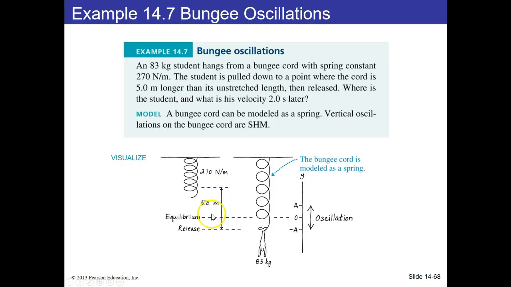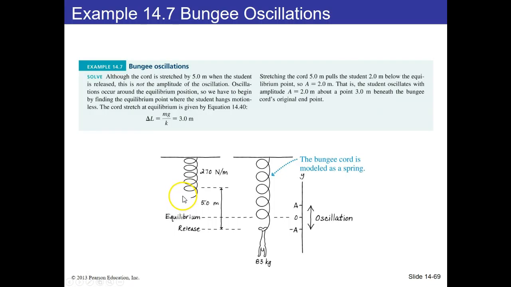So this is equilibrium right here. Our amplitude, notice, is not 5 meters. So 5 meters is where we've pulled it all the way down from where you have a spring that is not stretched. Although the cord was stretched by 5 meters when we initially did it, it's not the amplitude. That amplitude is actually going to be around this equilibrium position. So the cord stretch at equilibrium is given by this equation. We're going to say delta L is equal to mg over k.